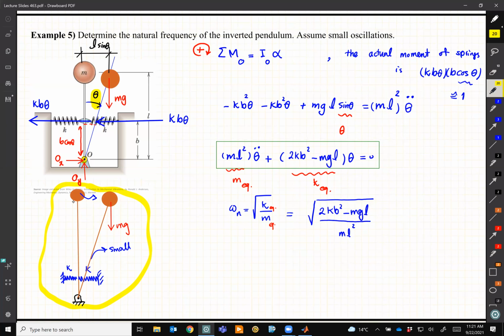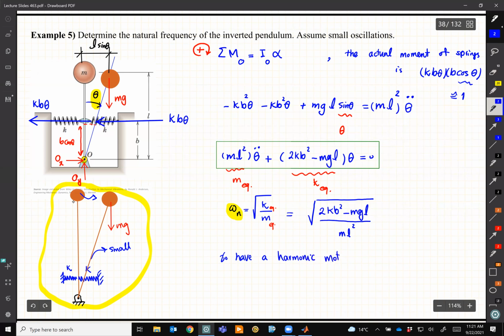Natural frequency larger than 0. Exactly. So you look at the natural frequency. In order for these things to exist, we'd like to have an omega n, because omega n guarantees a harmonic motion. And if I want a harmonic motion, then this has to be a real number, a number bigger than 0. So this guy has to be bigger than 0. So, to have a harmonic motion, (2kb² − mgl) has to be bigger than 0.